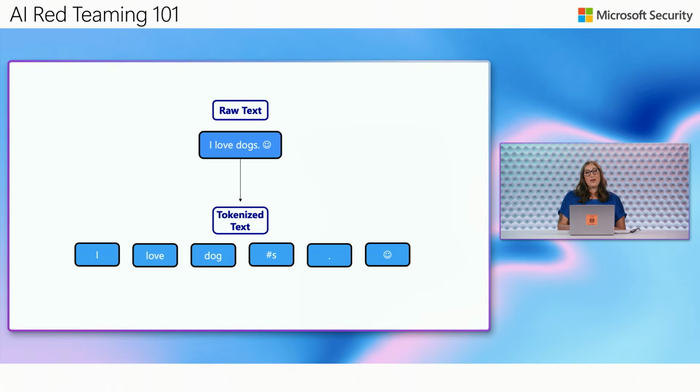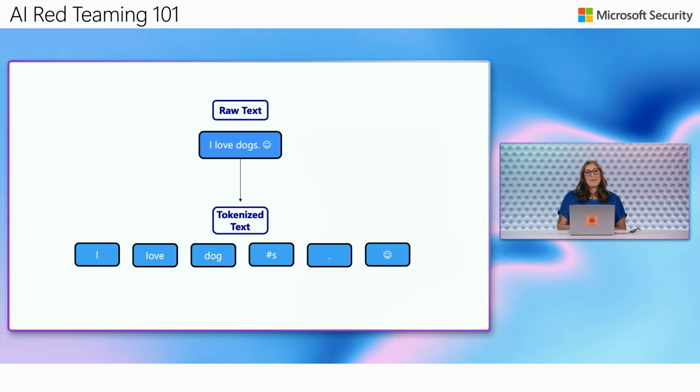So the way that these models interact with text is through tokenization. So what is a token? A token can be a chunk of text, sometimes a whole word, but often parts of words. It can also be punctuation, numbers, and emojis. The tokenizer itself is in charge of deciding how everything should be broken down.